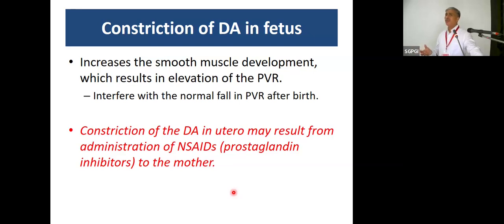So what will happen if there is an increase in the PVR? There will be a delay in the fall in pulmonary vascular resistance, which has to happen soon after birth; it gets affected. So whenever a mother has been exposed to NSAIDs, we have to look for a delay in the fall in PVR, which is likely to happen.